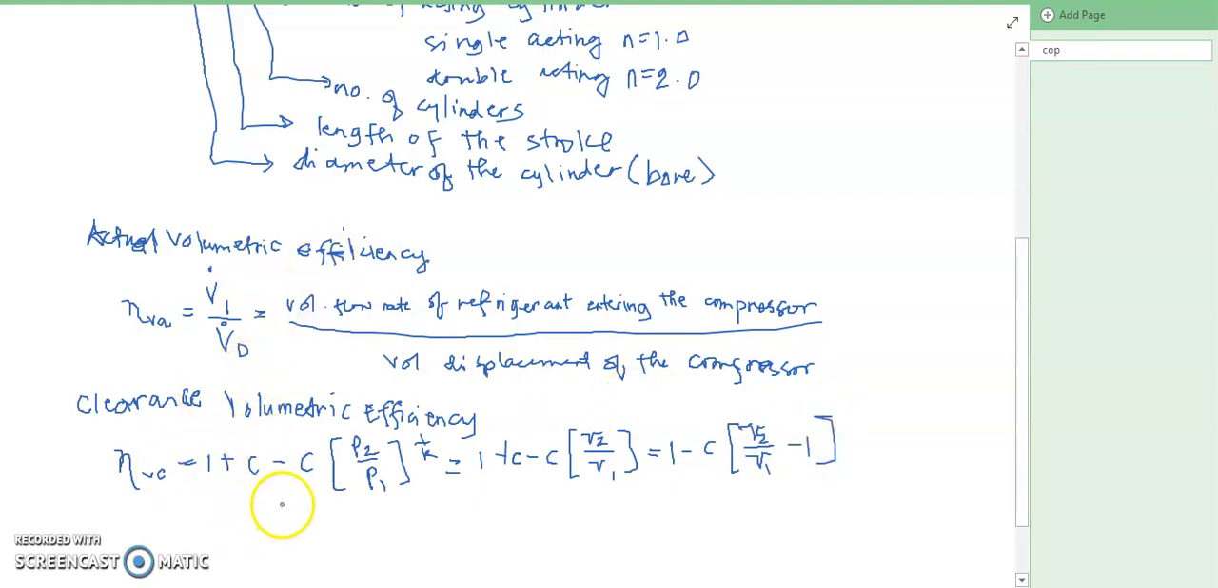So, ano ba yung C? So, C is the percent clearance of the compressor, okay? And then, we have V2, specific volume, tapos P, pressure. And of course, we have K. K is, of course, specific heat ratio. So that is Cp over Cv. So for ammonia, ammonia is NH3, so we can use K is equal to 1.304.